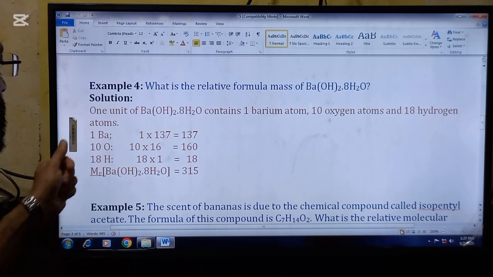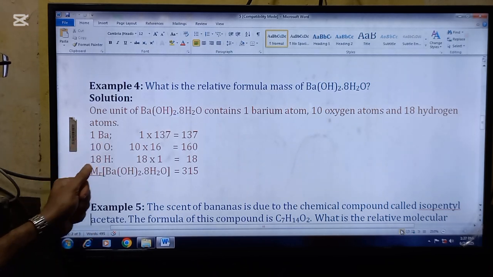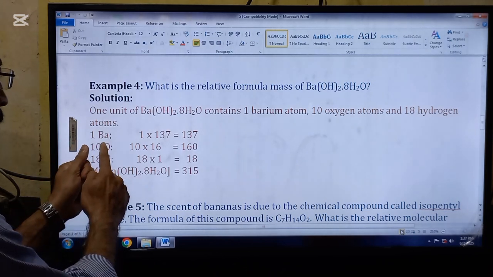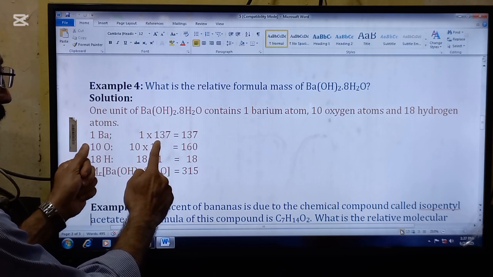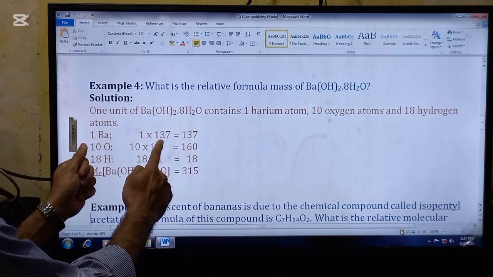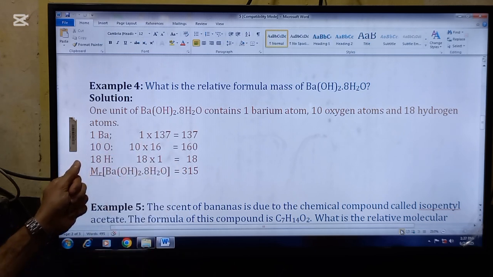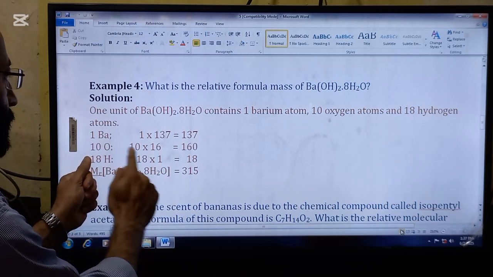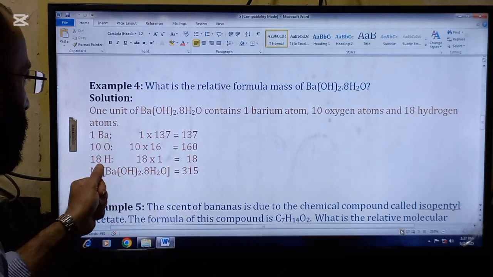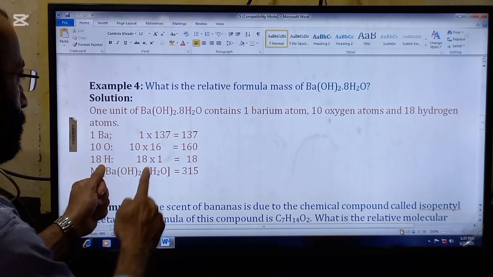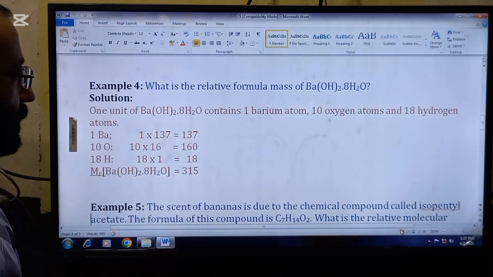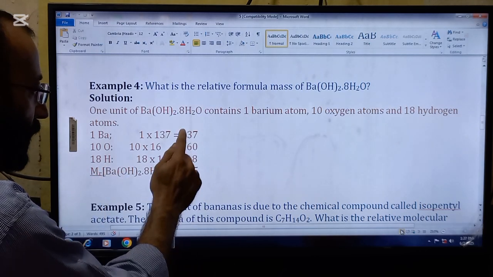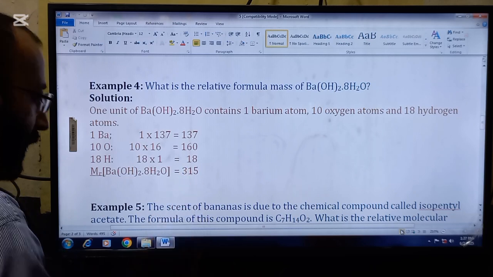So now we will multiply these numbers with their atomic masses. Barium's atomic mass you can see from the periodic table is 137. So 137 into 1 is 137. O's atomic mass is 16. So 16 into 10 is 160. H atomic mass is 1. So 1 into 18 is 18. Now add all these three numbers on the calculator, you will get the answer.